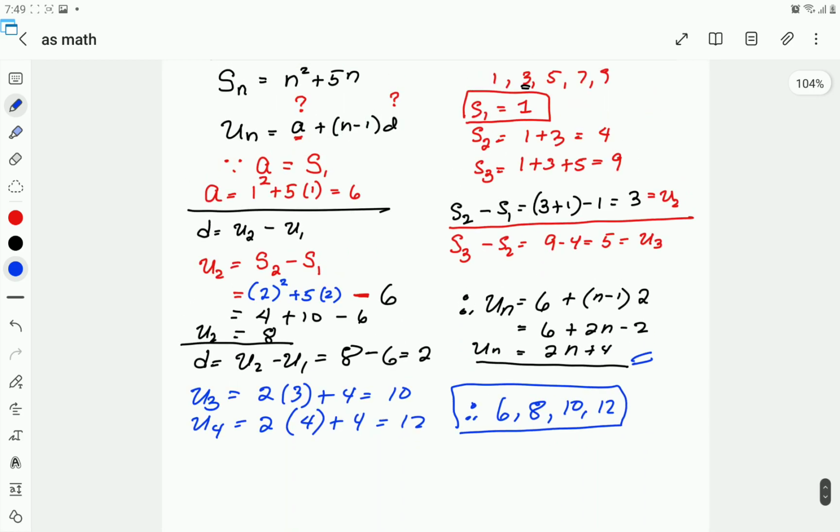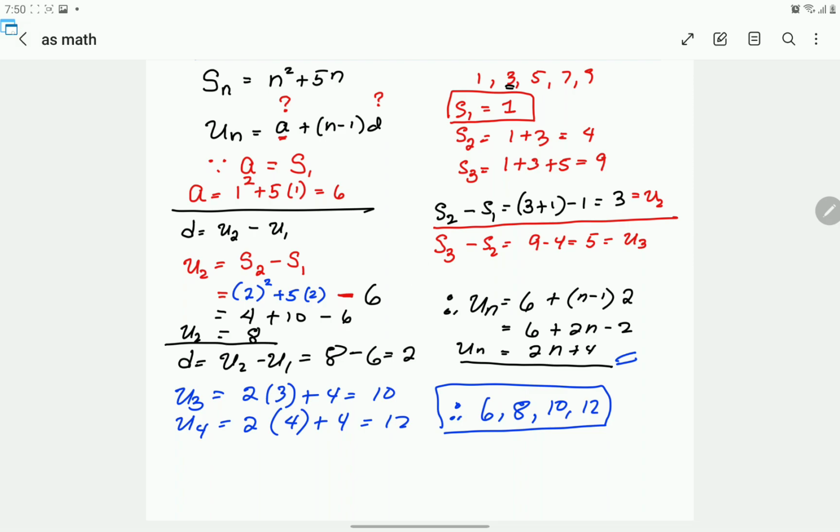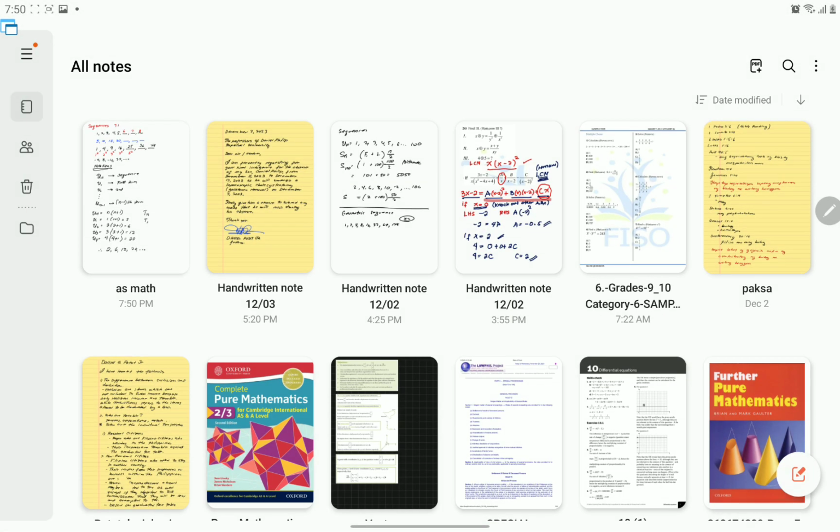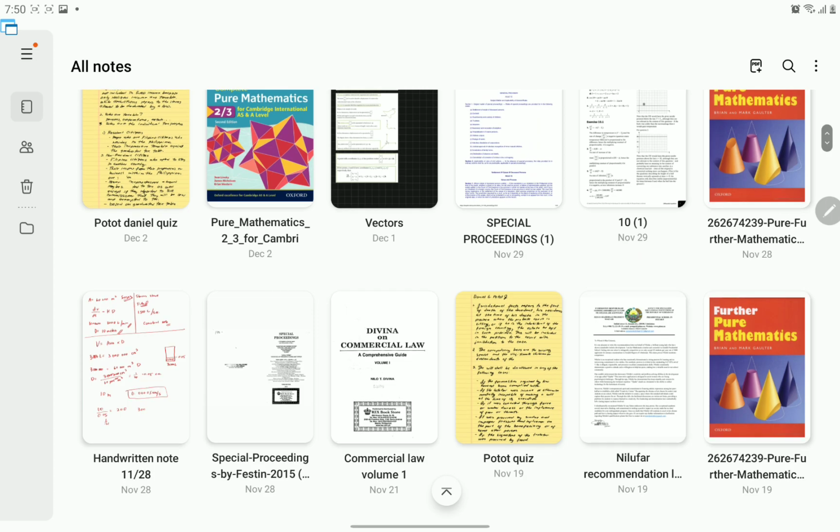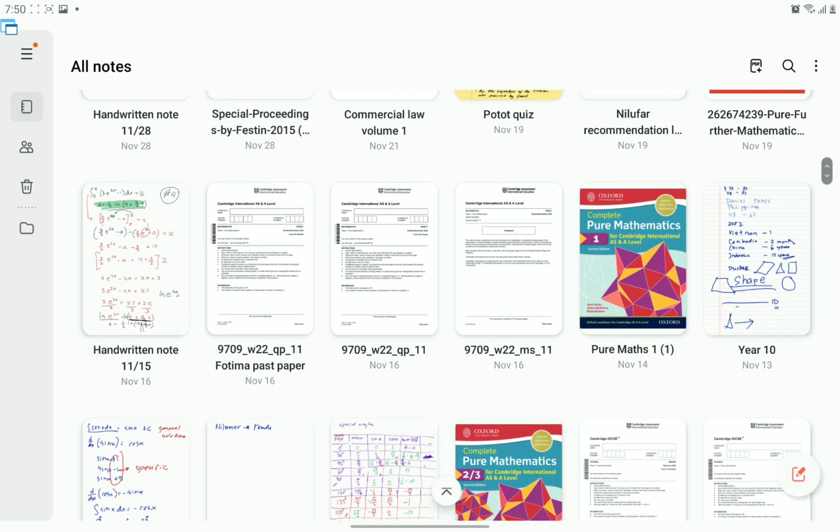So now we can go to your book. Some examples in the book. Where's your book? Where's the book? Here.